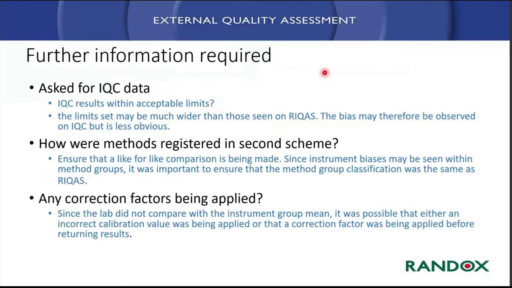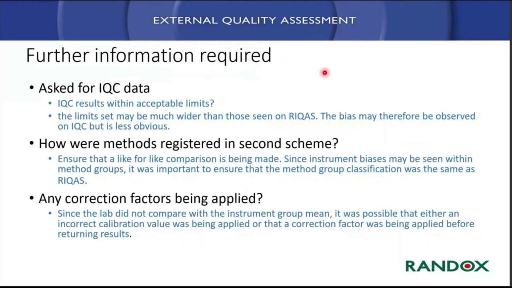So moving on, we looked for internal QC data. Why we ask for this is because in many cases, and we'll see a few more examples as we move on, the internal QC results may be within the range, but you may have a wide range. If they have a wide range, then you may have a bias, but it may not be as noticeable and may be less obvious. So we asked for a copy of the internal QC data.